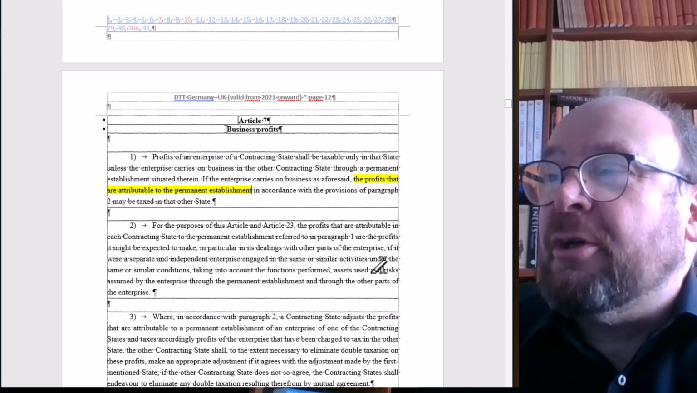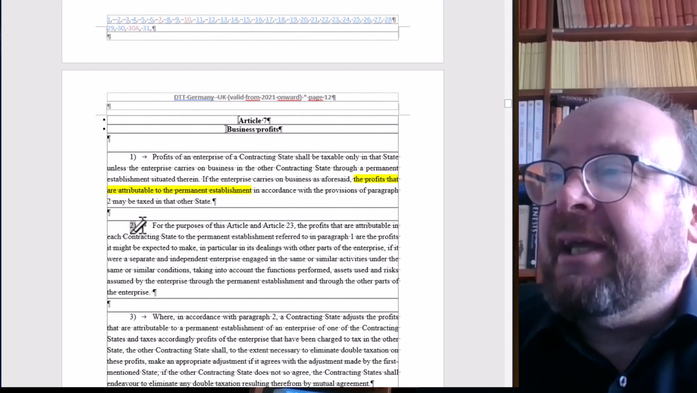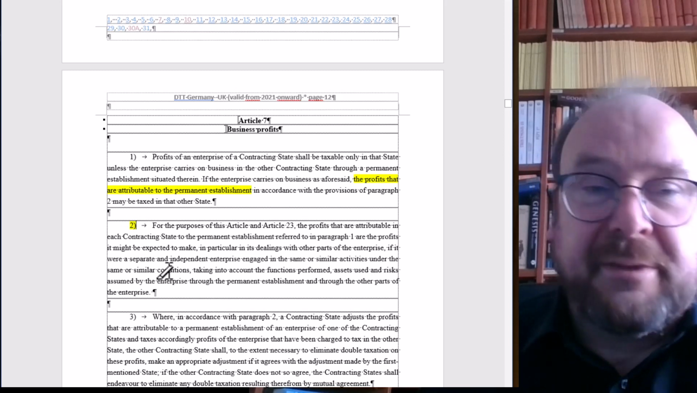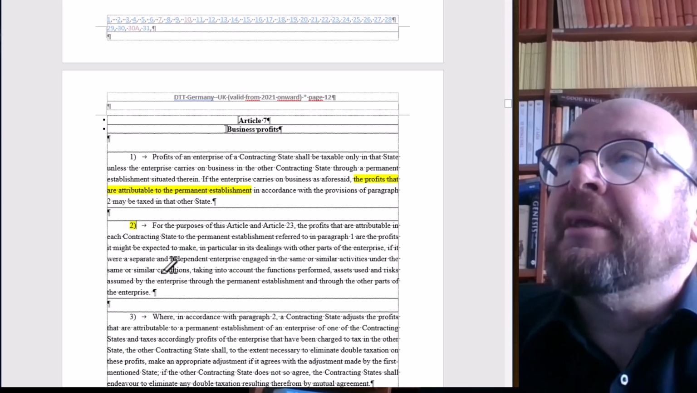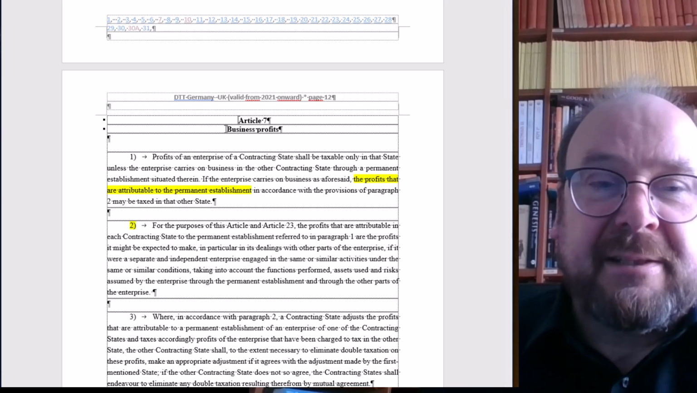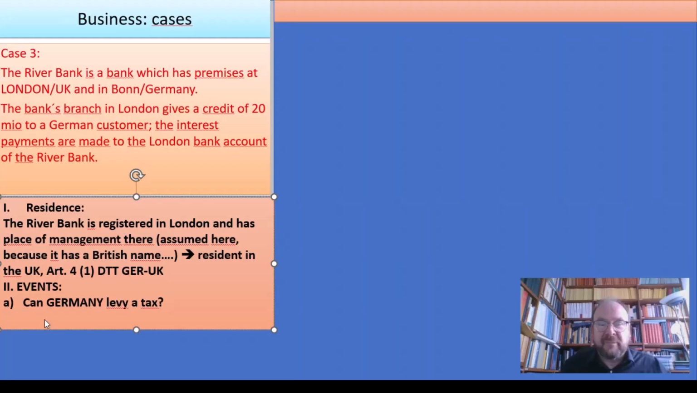Those which that permanent establishment made, not others. So that's 7.2. So let us go on writing that down.